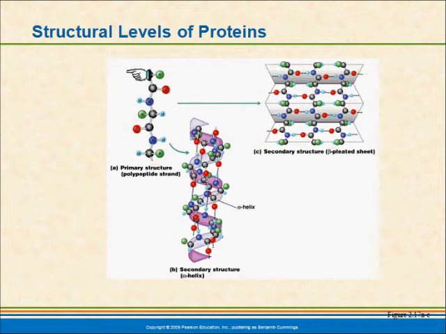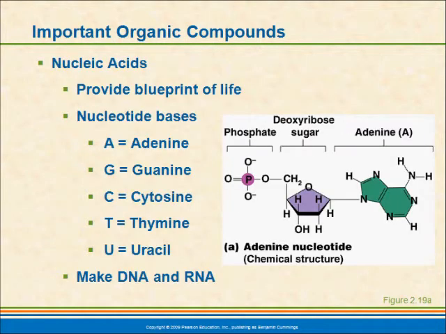So this graphic shows you some of the levels of protein structure. Here's our primary sequence. Here is this twist that results as a product of that, and we can get that pleated sheet. The tertiary structure we don't really see here, nor do we see the quaternary structure in this particular graphic. Now, nucleic acids are part of DNA and RNA, and they provide the blueprint of life.